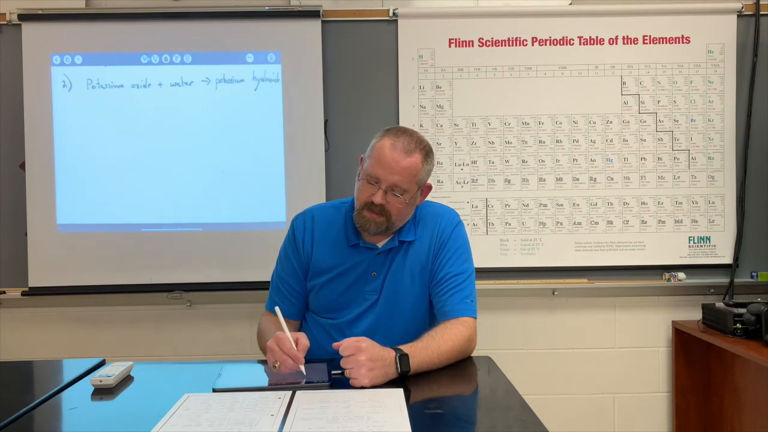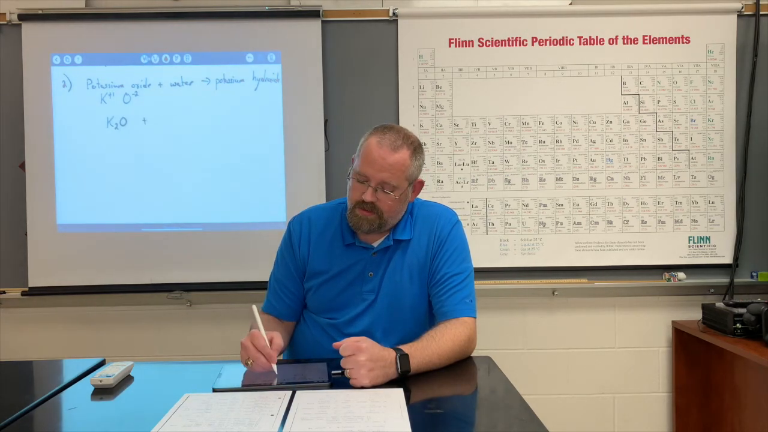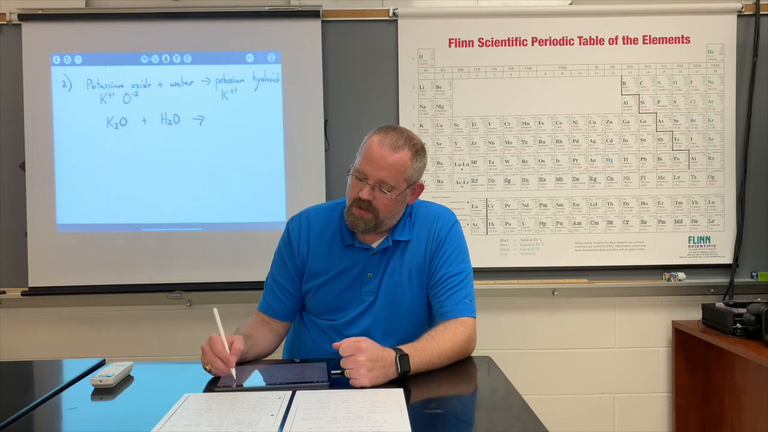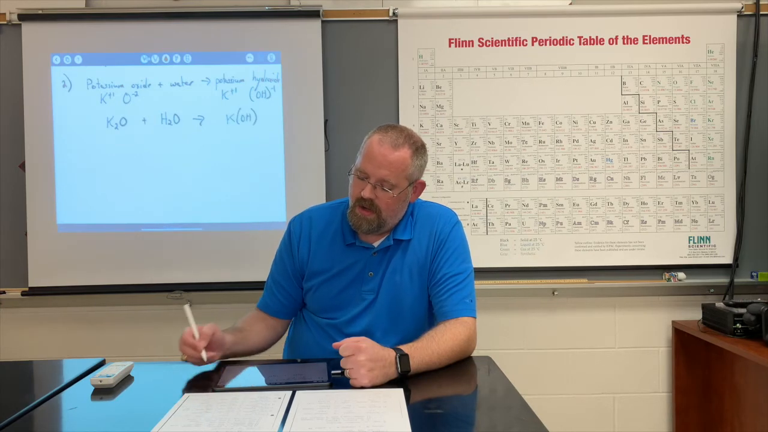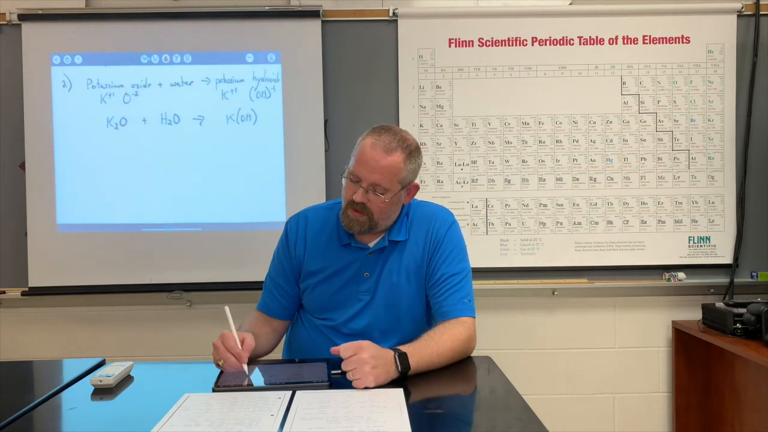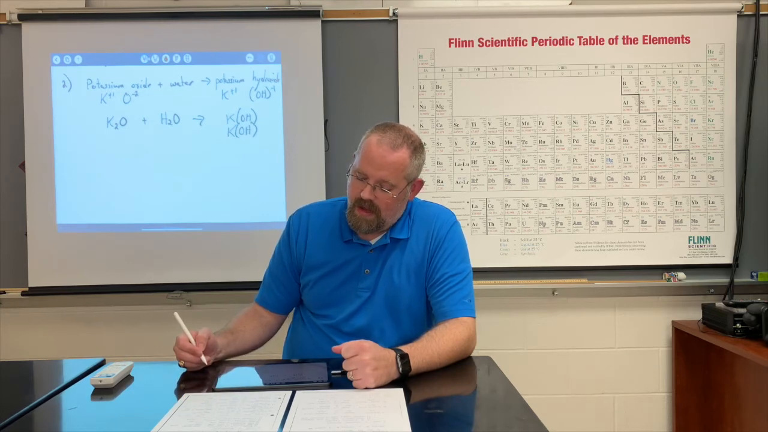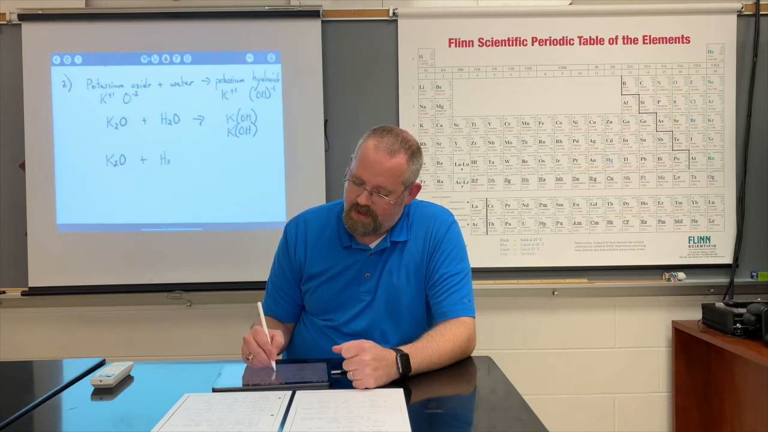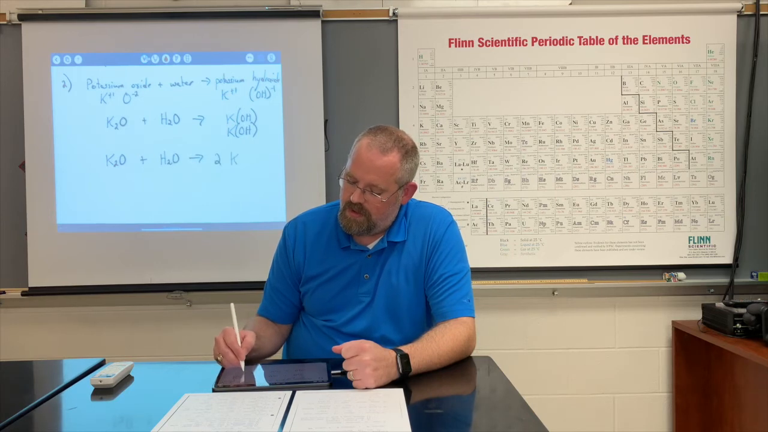All right, so potassium oxide, like we just said, potassium is a +1, oxygen is a -2, so I get K2O plus water yields potassium hydroxide. K is a +1, hydroxide is a -1, so I get KOH. And now I want to balance it. So I have 2 Ks on the left and 1 K on the right, so I need another K over here. And that actually should balance my equation. So K2O plus H2O yields 2 KOH.